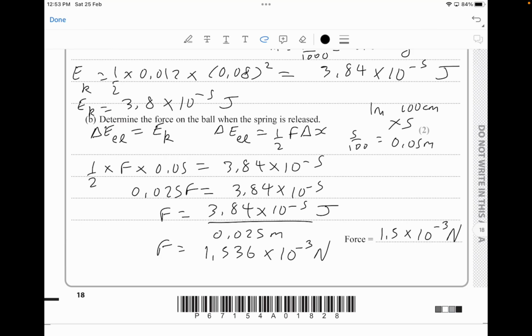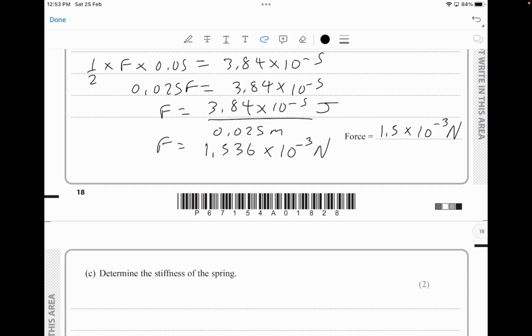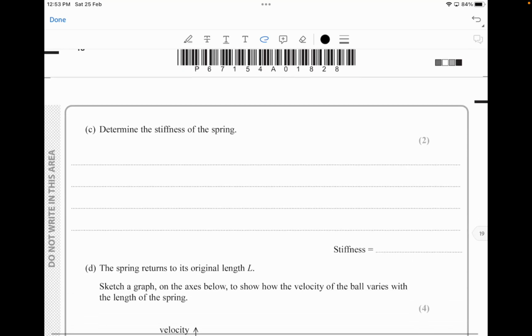We have just equated the elastic strain energy formula to the kinetic energy formula, so it's going to become 1.5 times 10 raised to the power negative 3 newtons. All right, let's move on to the next question. Now, determine the stiffness of the spring. We know that Young modulus.